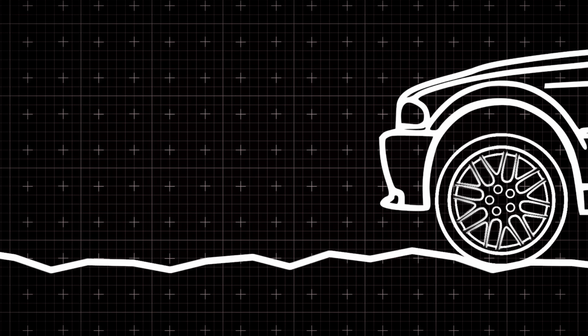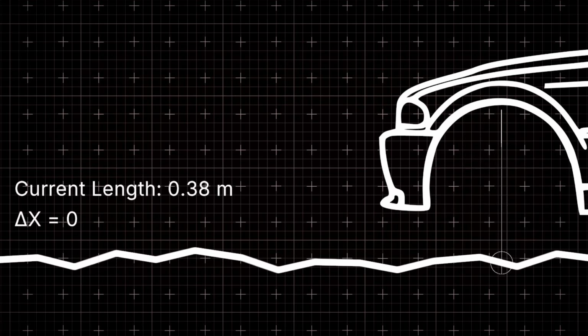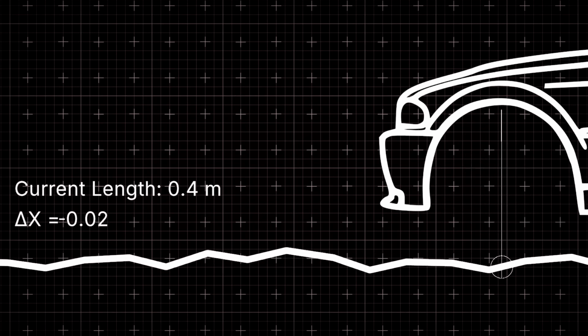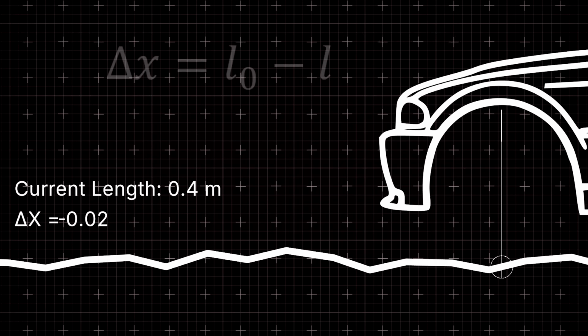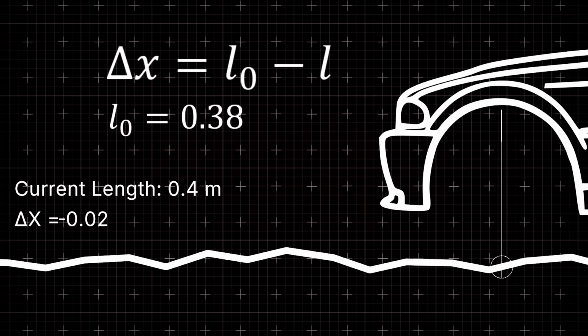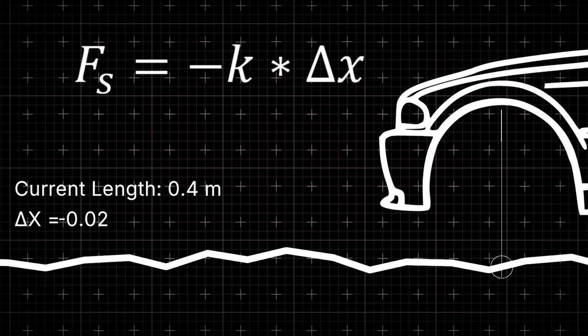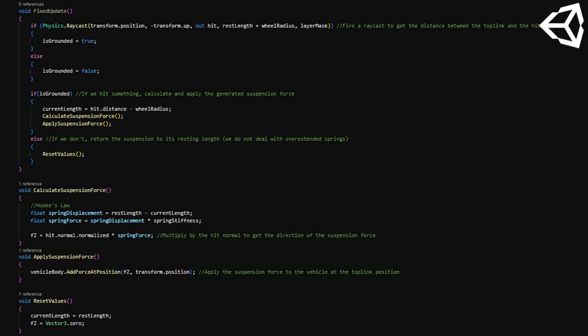Within a real-time application, we model a suspension spring by checking the distance between the spring's start position, which we call the top link, and the ground immediately beneath it, subtracting the wheel's radius before recording the length. From this, we can compare the value to the spring's resting length, a value we defined beforehand, to get the spring's current displacement. We can then multiply this value by the spring's stiffness to get the force the spring is generating. This is what the code looks like.